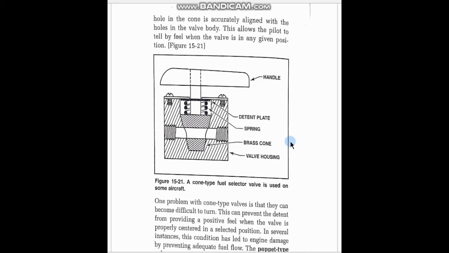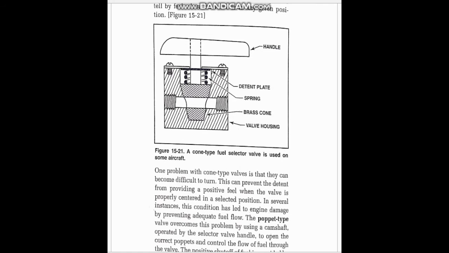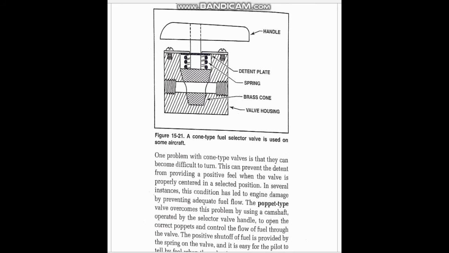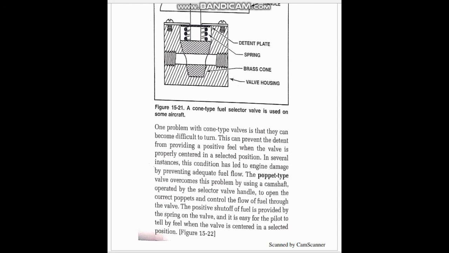Now the second type of hand operated valves is the poppet. The poppet type valve overcomes this problem by using a camshaft operated by the selector valve handle to open the correct poppet and control the flow of fuel through the valve. The positive shut-off of fuel is provided by a spring on the valve, and it is easy for the pilot to tell by feel when the valve is centered in the selected position.